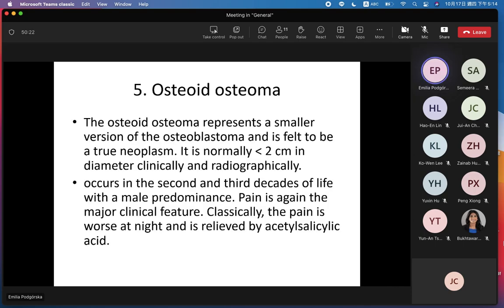Osteoid osteoma. So it represents a smaller version of the osteoma and is felt to be a true neoplasm. It's normally smaller than 2 centimeters in diameter, clinically and radiographically. It occurs in the second and third decades of life with a male predominance. Pain is again the major clinical feature. Classically, the pain is worse at night and is relieved by acetylsalicylic acid.